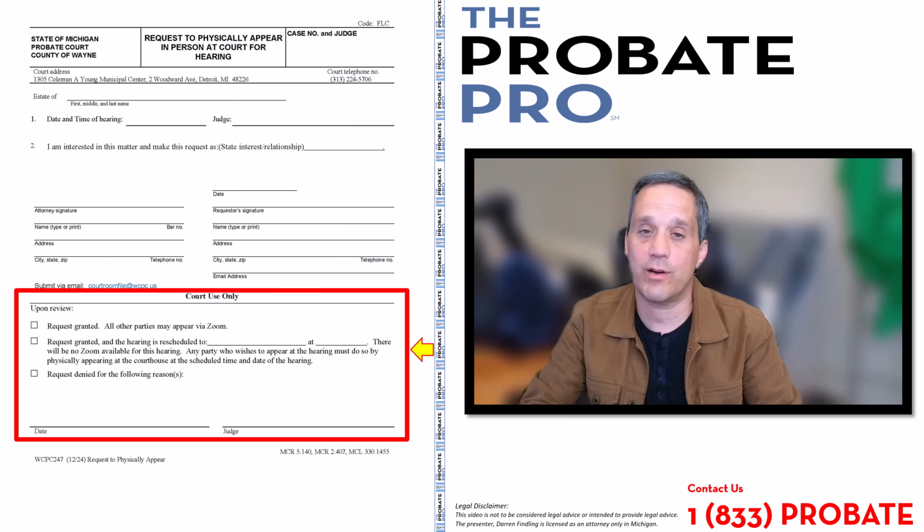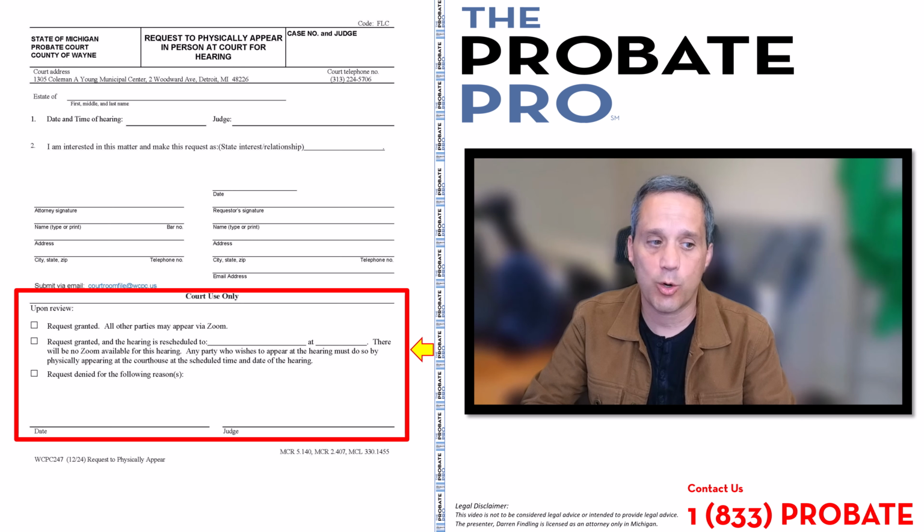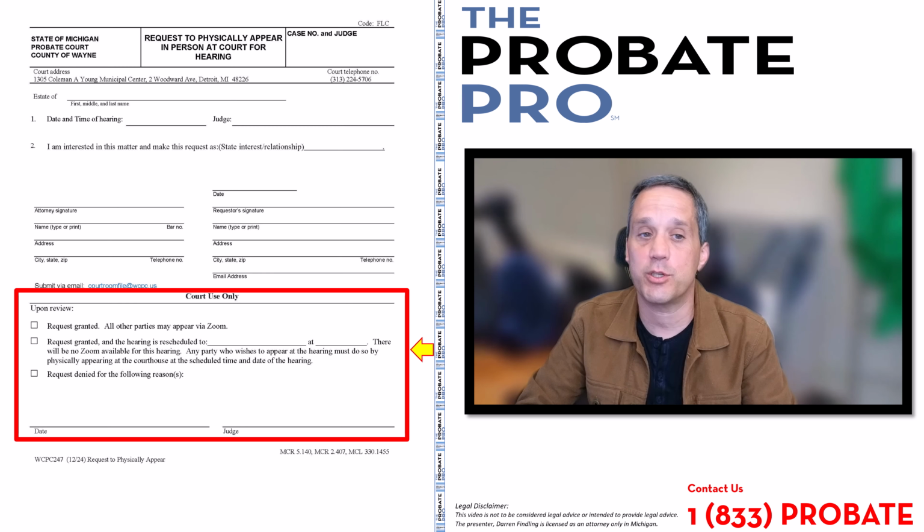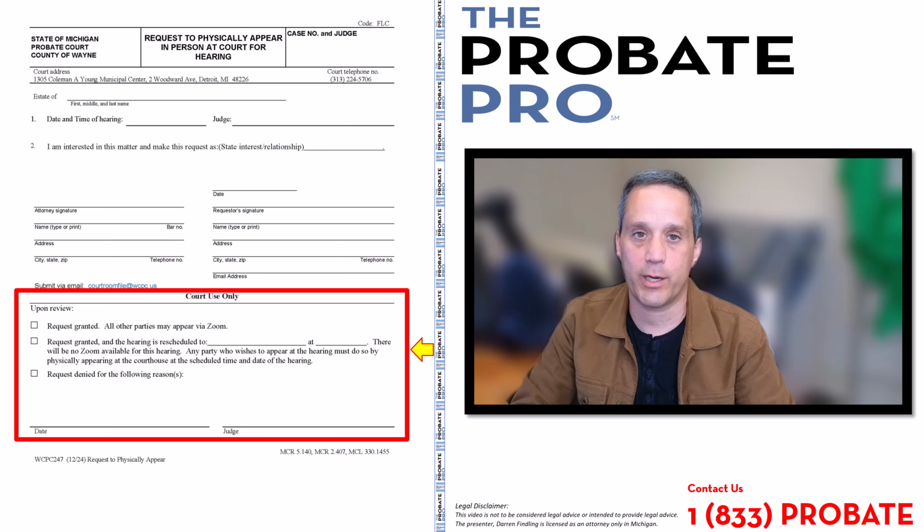And then on the bottom section, this is really the response part. This is not an area that you complete, but rather the court is going to complete it. Various options can occur. The request may be granted and everyone else appears by Zoom. The request may be granted and there's a rescheduling or an adjournment of the hearing date, as well as a request for it to be denied. And then there's a spot for the judge to sign and date. Again, a very particular use form for making an in-person hearing request for the Wayne County Probate Court.